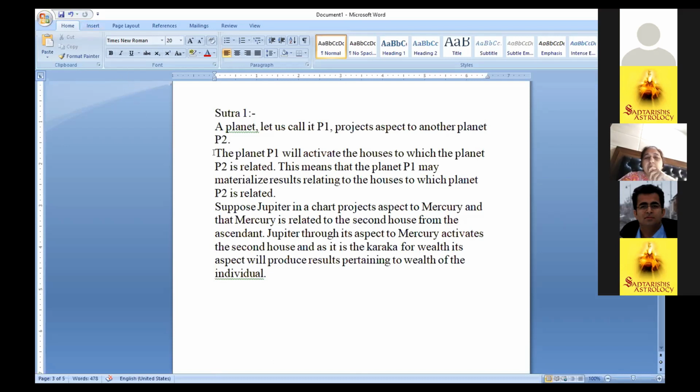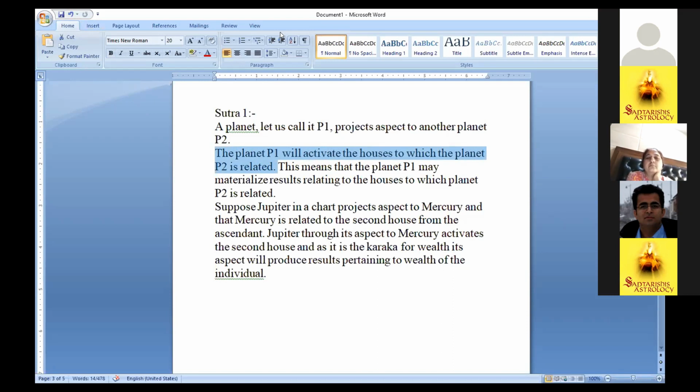Okay, this is very important. I'm just marking it. This line is the essence of this sutra. If the P1 planet is aspecting the other P2 planet, then P1 will activate the houses to which the planet P2 is related. It means the planet P1 may materialize the result relating to the houses to which planet P2 is related.